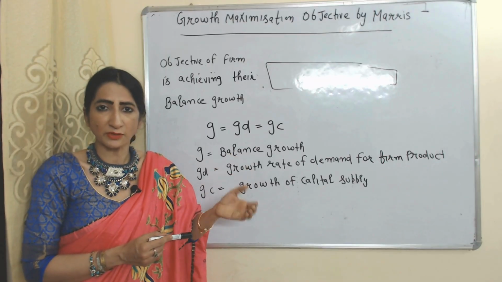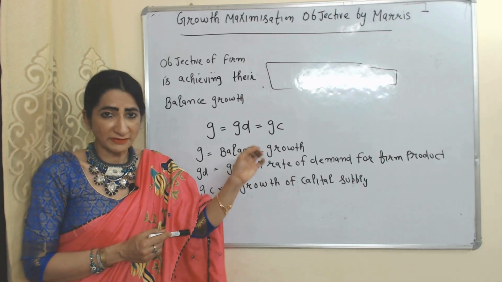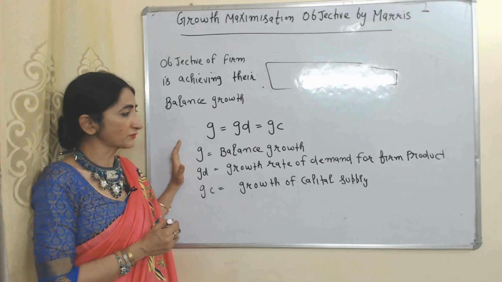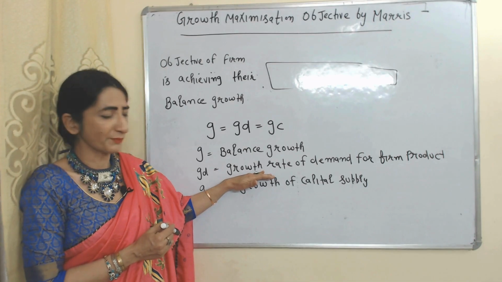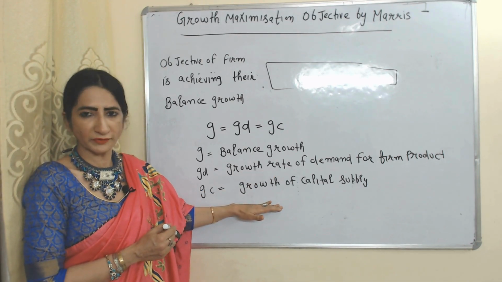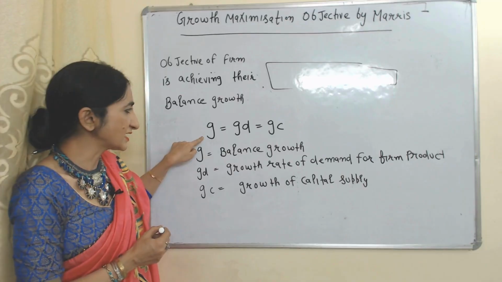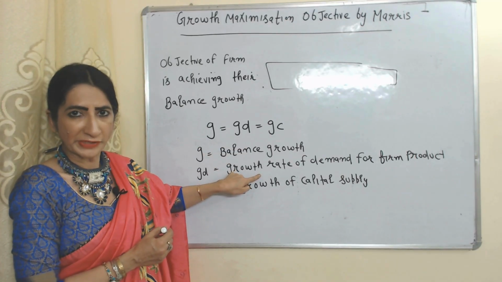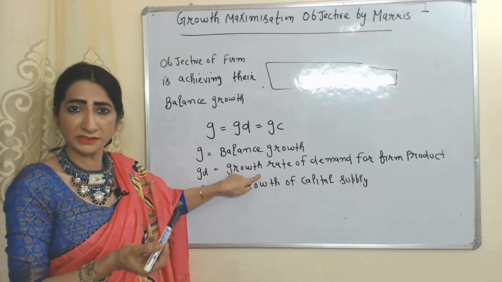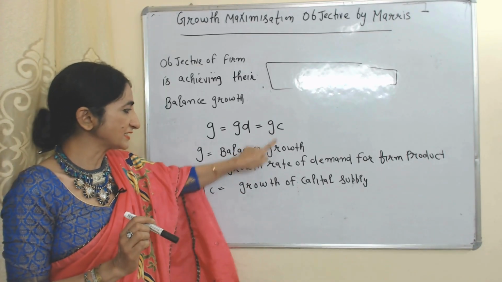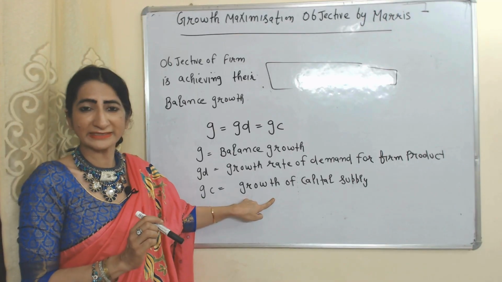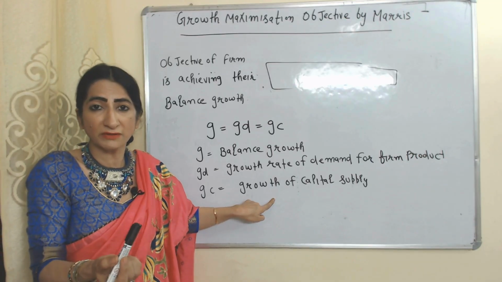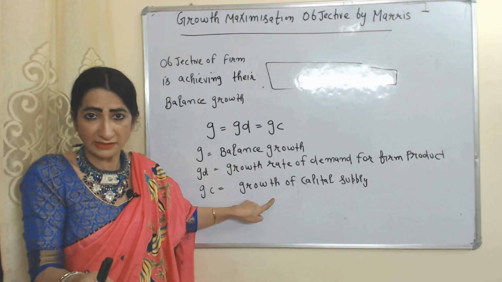According to Marris, the objective of a firm is achieving balanced growth. And a firm can achieve balanced growth when the growth rate of demand for the firm's product is equal to the growth of capital supply. Here G is the balanced growth rate, GD is the growth rate of demand for the firm's product. That means demand for the firm's product is continuously increasing. And GC is growth of capital supply. That means funds of the firm are increasing, the value of its investment is increasing, the value of its assets is increasing.